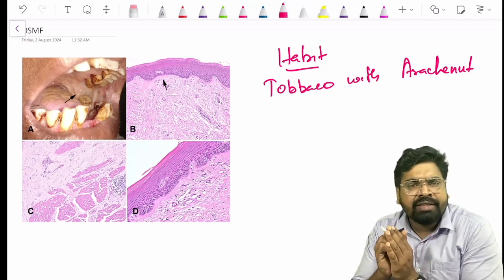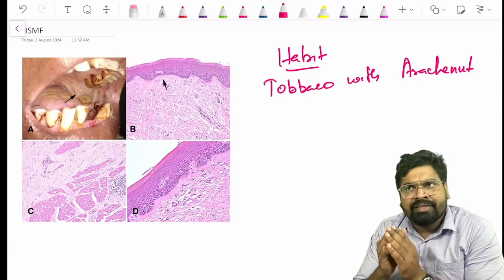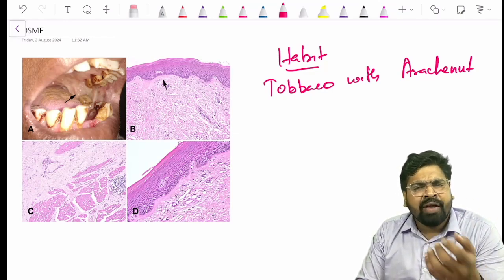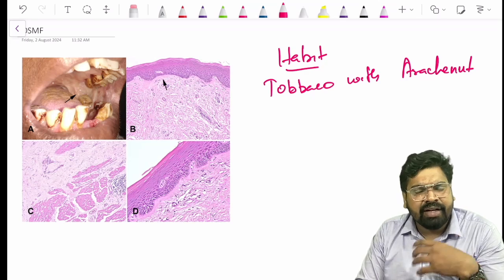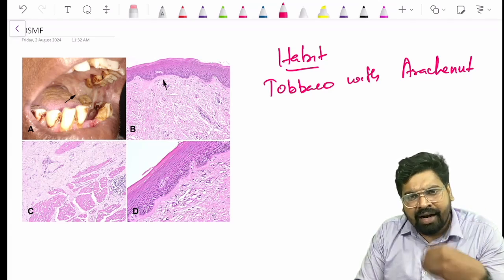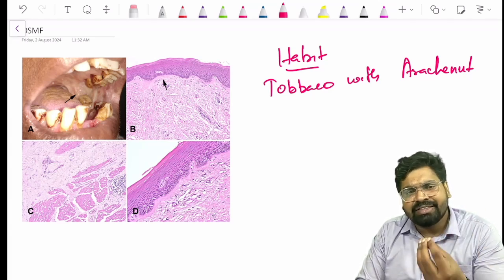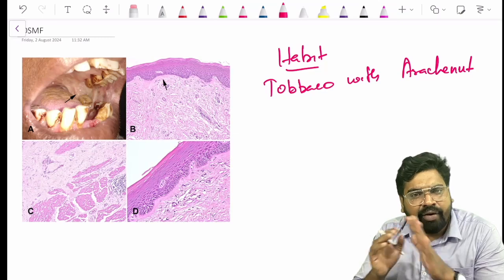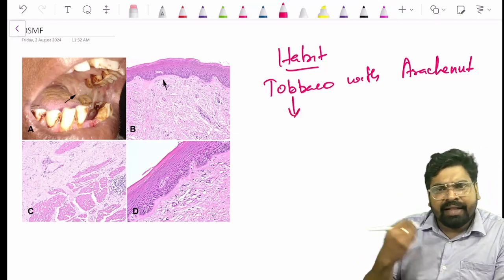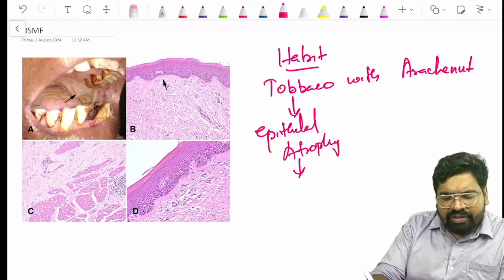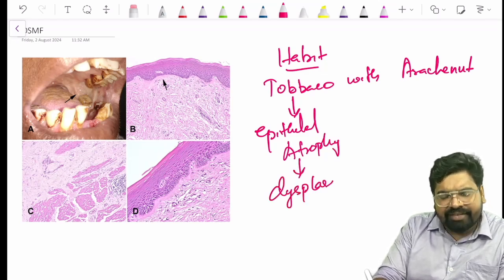Now what is happening here is that when they chew this tobacco, it's not about smoking. When they take pan masala, or pan, or chewing tobacco in their mouth, these carcinogens, these harmful chemical agents, attack the epithelium. The tobacco causes epithelial atrophy, and it can cause dysplasia.